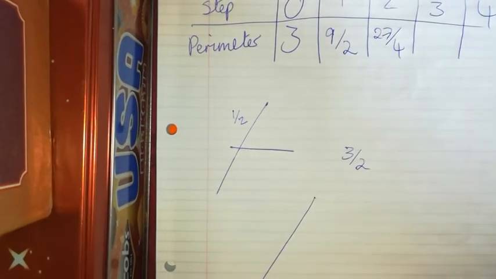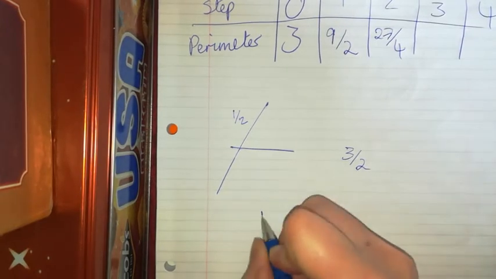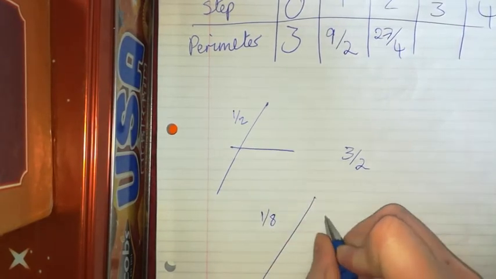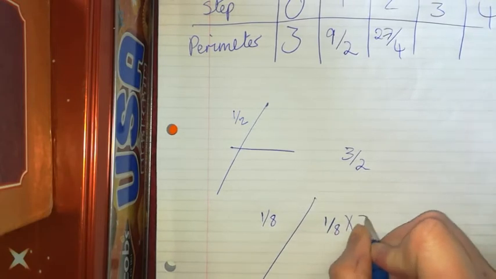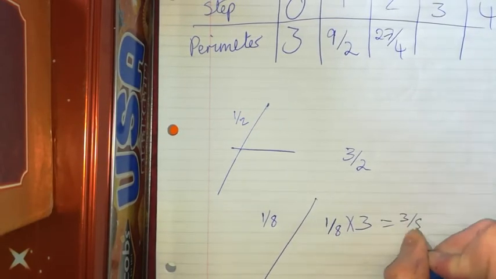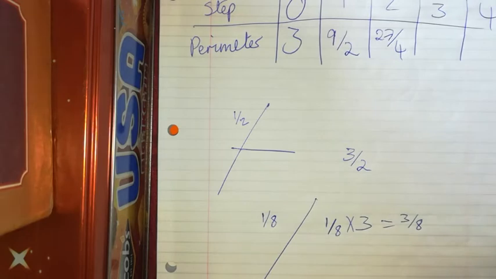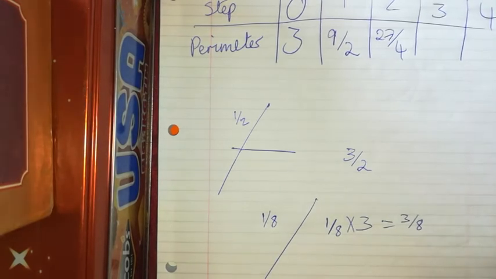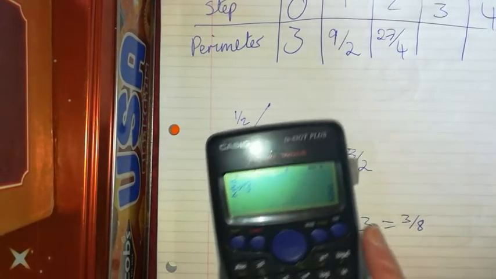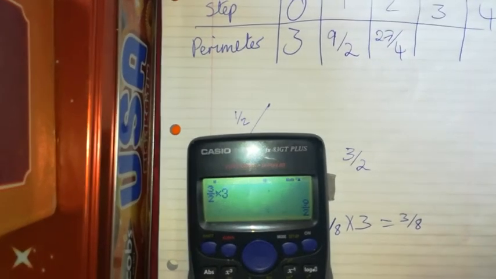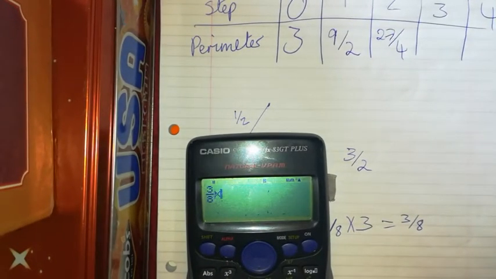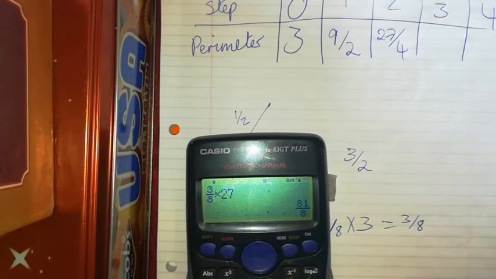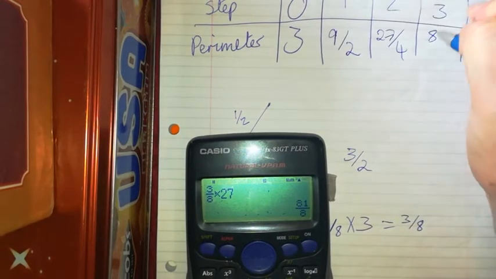Now there's 1, 2, 3, 4, 5, 6, 7, 8. So each length is going to be 1/8, and 1/8 by 3, so the perimeter of each triangle is 3/8. But I already got the number of triangles, and there's 27. So 3/8 by 27, I get 81/8.